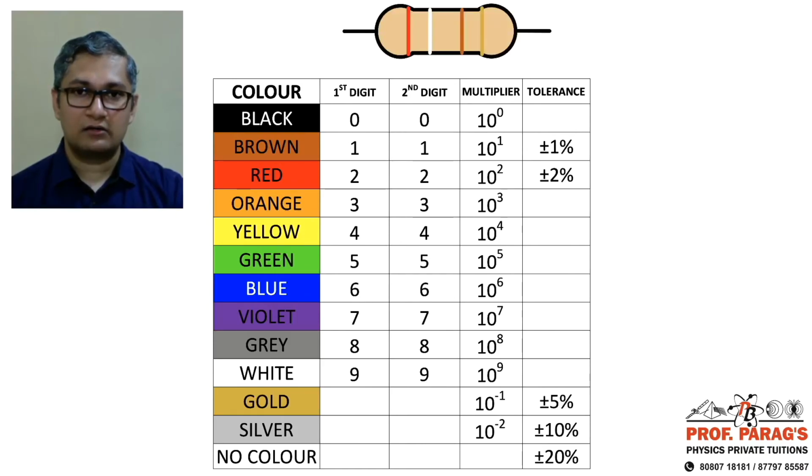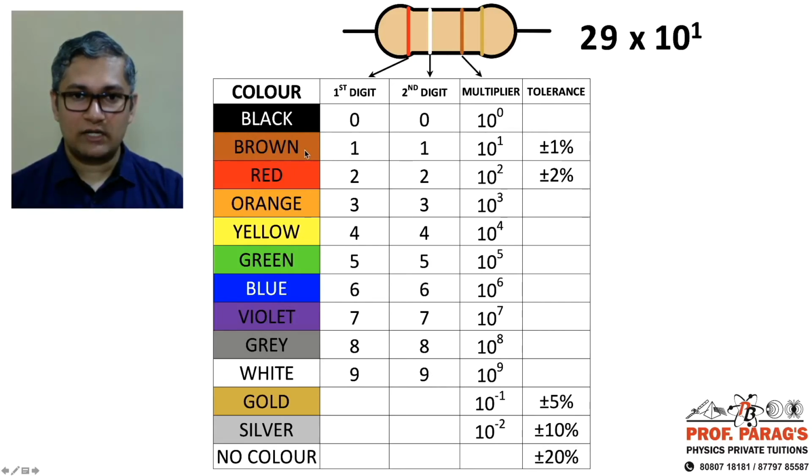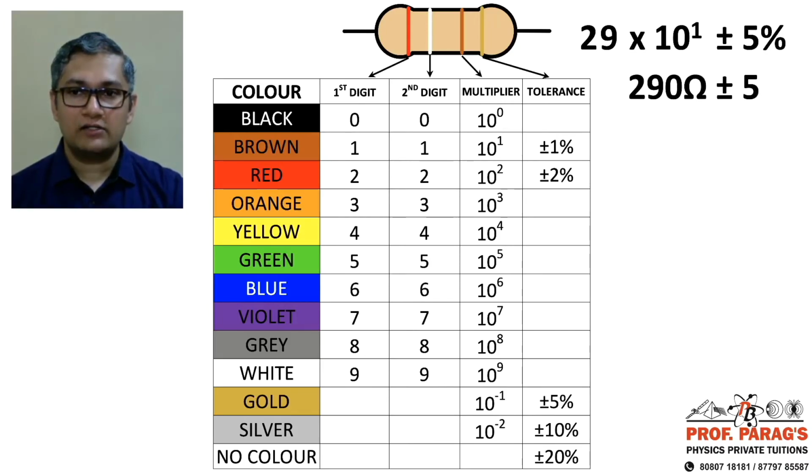Let's take one more example here. So I have red, white, brown and gold. Red is 2, white is number 9. Brown, as a digit it's 1, but as a multiplier it's 10 to the power 1. And gold we already know is plus minus 5%. So 10 to the power 1 is nothing but 10. So 29 into 10 is 290 ohms, right? So 290 ohms plus minus 5%. As I said, it's quite simple. You just have to note these numbers.